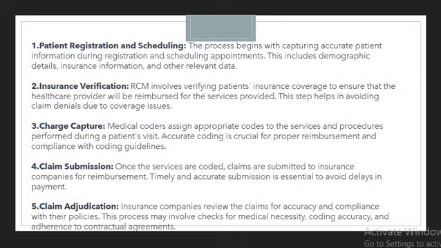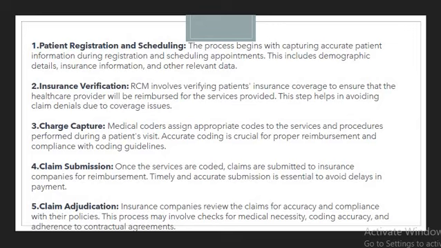Once the services are coded, claims are submitted to the insurance company for reimbursement, because this is a crucial step, right? You have provided all the services, now it's time to process the reimbursement, because this is the sole target of this cycle. We have to provide a proper claim submission. Timely and accurate submission is essential to avoid delays in payment, because if you are not submitting the claim, then it would be time-consuming for the other department to process the payment.